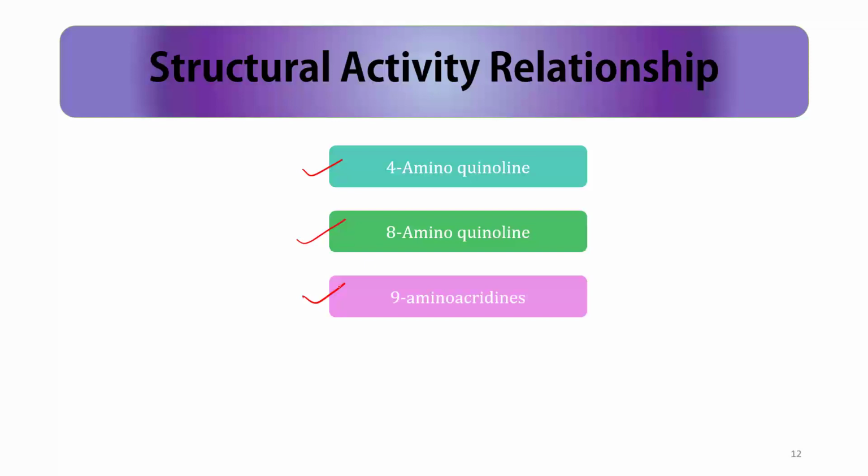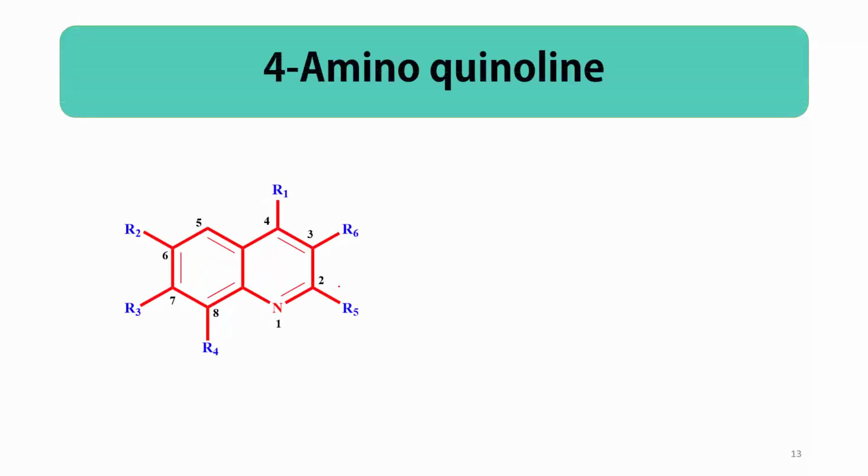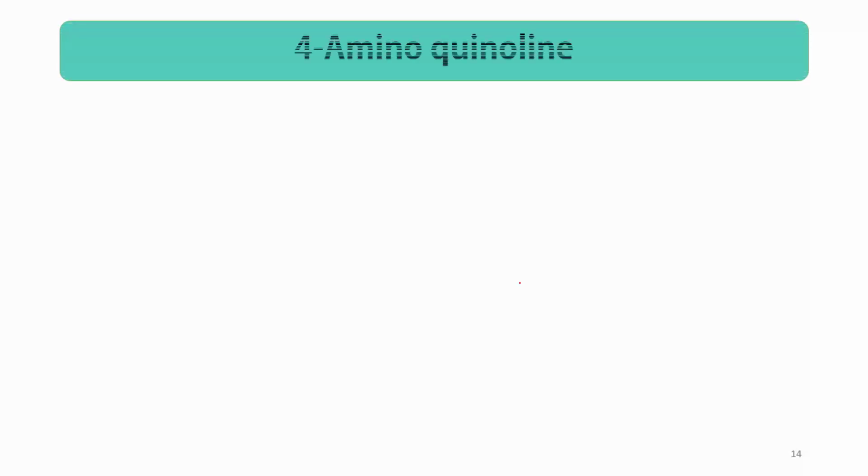So in that context we have to switch to the first, 4-aminoquinoline. Let's see what the 4-aminoquinoline is first. As per previous discussion, 4-aminoquinoline is a drug having an amino group at the C4 position. That is the C4 position, and the side chain must be at that position, at R1. So in the bracket we can write, at the R1 position. Now we will talk about the structure and the chemical groups available at different positions. Let's see first with 4-aminoquinoline.